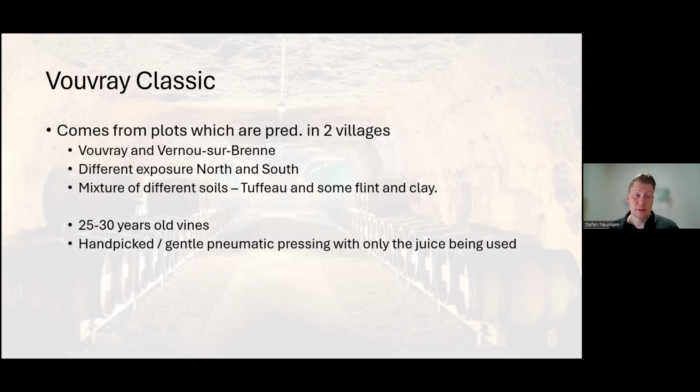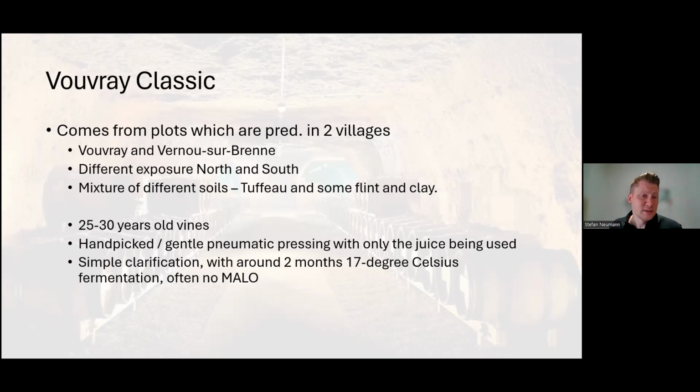Everything is hand-picked in this wine. There's no machine which has been used. There's a very gentle pressing. It's a simple clarification, and around 2 months, 17 degrees Celsius fermentation. So it's a pretty normal fermentation temperature, slightly on the cooler side. And if anyone would ask you, they avoid a malolactic conversion or a malolactic fermentation. This is effectively done purposely to preserve the acidity.